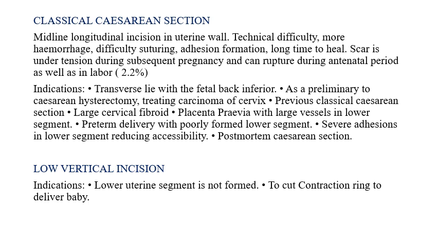Sometimes we may opt for low vertical incision, that is a vertical incision in the lower segment. This is done if the lower uterine segment is not well formed and also to cut contraction ring to deliver the baby.